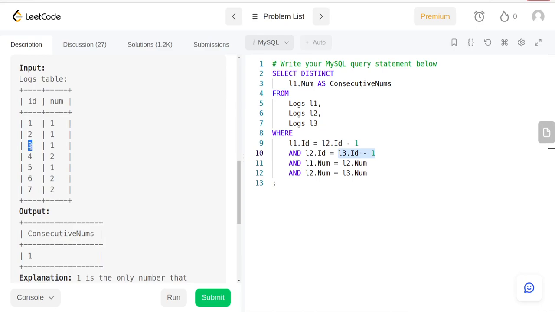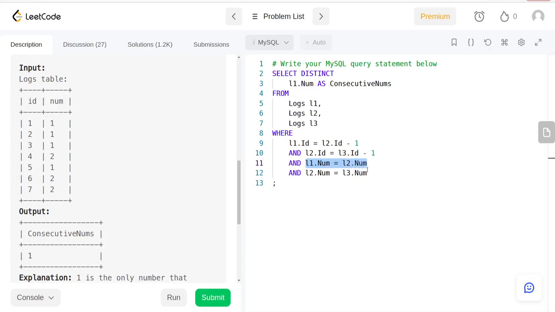Sorry, if we are looking here at L1, we're going to be looking at the L2 table with the same ID minus 1, which is this one, and then look at the ID of the L3, which has L2's ID minus 1, which is this one. So basically at the same time we're looking at ID 1, ID 2, and ID 3. Are they all equal? That's the next thing we want to see.